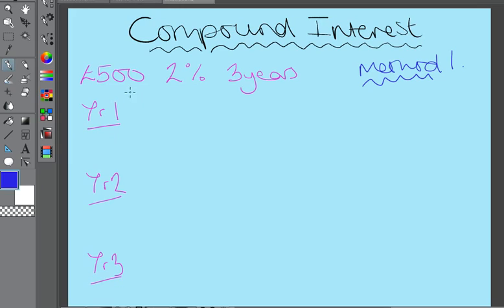Okay, so an example of a question that you may be given is you start off with £500, say, you're going to put it into a savings account with a nice generous 2% interest rate every year, and you leave it in there for 3 years. And you're going to be asked, what is your final amount after those 3 years?